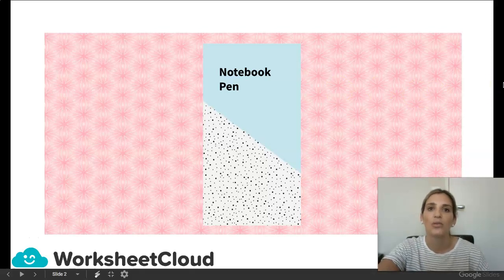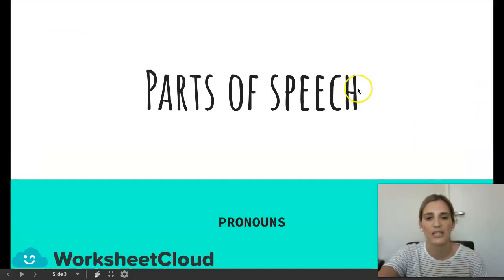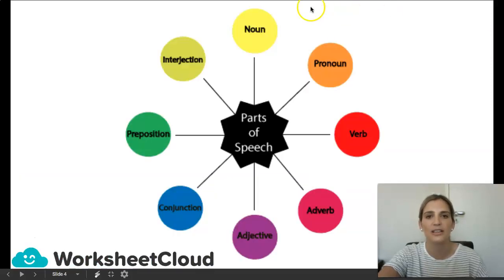Yesterday, or the previous lesson, we did nouns. So we're carrying on with our parts of speech, and our next one is pronouns. So here's our little wheel. We've done nouns and we're looking at pronouns today.